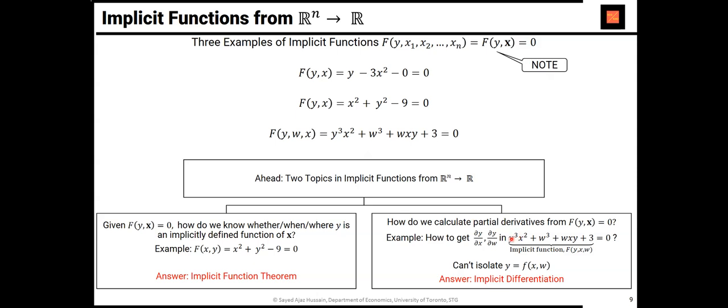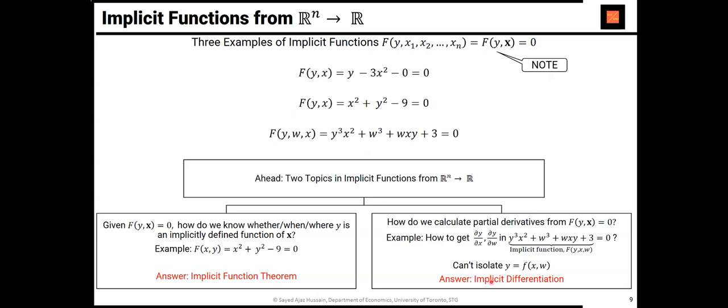Even worse, look at an equation like this. It's not that easy to isolate y in terms of x and w's. So given such an implicit function, if somebody asks us to compute the partial derivatives of y with respect to x and w, how would we do it? Because right now, the only technique we know is to isolate y in terms of x and w's and then carry out the partial derivatives. But since we can't do this, how would we carry out the partial derivatives?